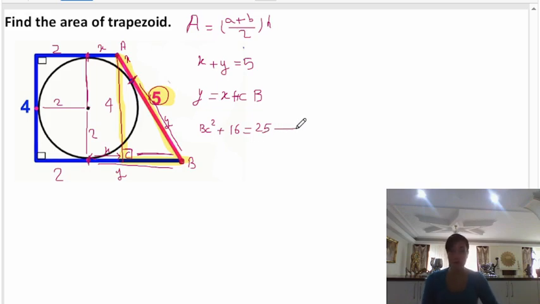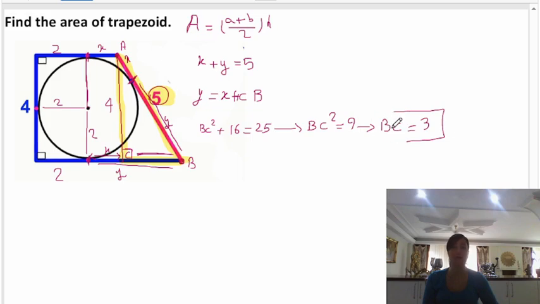So I bring 16 to the right side, so BC to the power of 2 equals 9. I take the root of both sides, so BC would be 3. For any length, I never get a negative number, because a negative can't be a length of a side. So I only take positive 3. So BC equals positive 3.